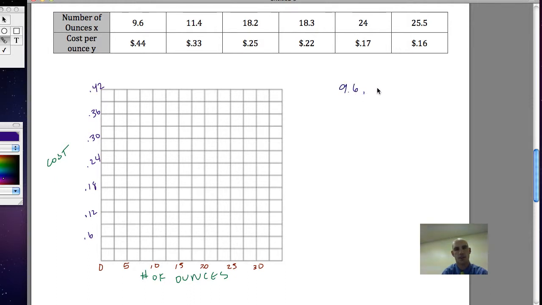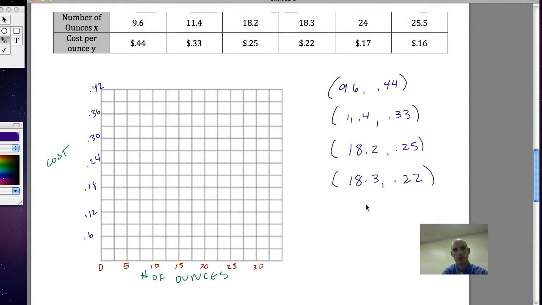As we plot these ordered pairs, remember it's okay to write them out. So I have 9.6 and 0.44. I've got 11.4 and 0.33. I've got 18.2 and 0.25. I've got 18.3 and 0.22. I have 24 and 0.17. And I have 25.5 and 0.16.